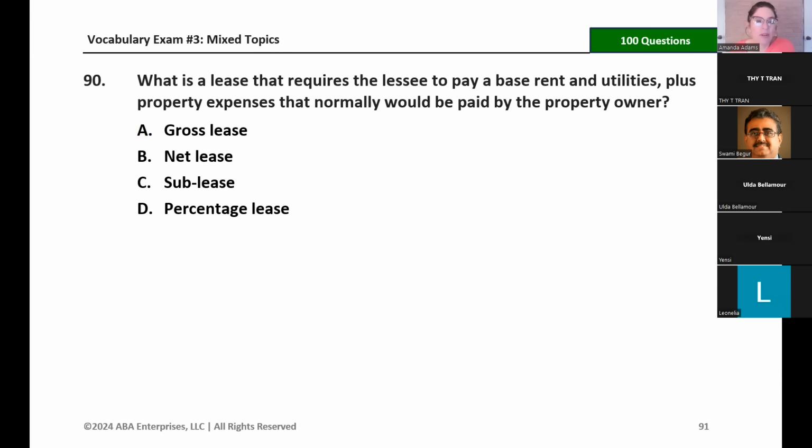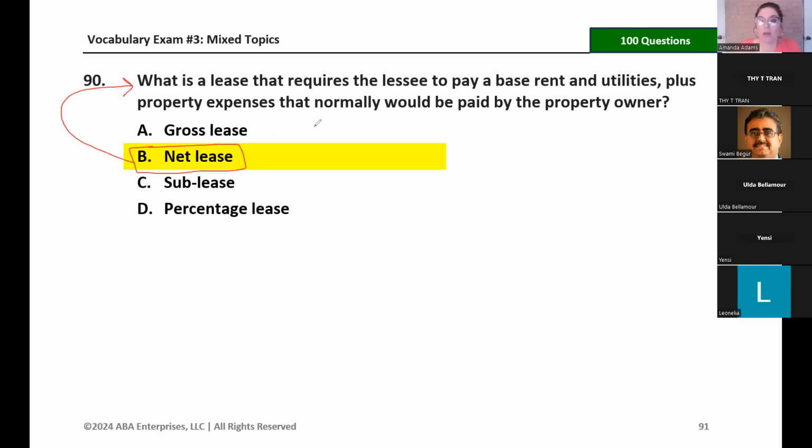All right. Number 90. What is a lease that requires the lessee to pay a base rent and utilities plus extra property expenses that normally would be paid by the property owner? What kind of lease is that? And these are typically used in commercial real estate. That is a net lease.